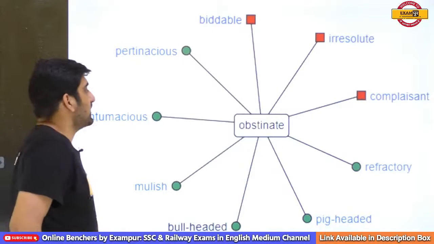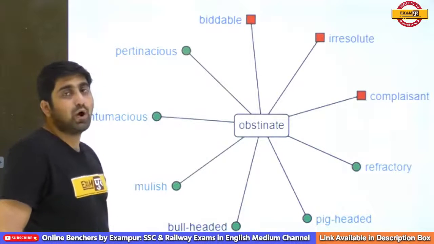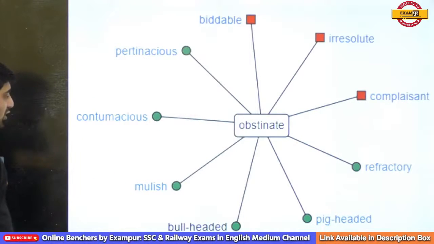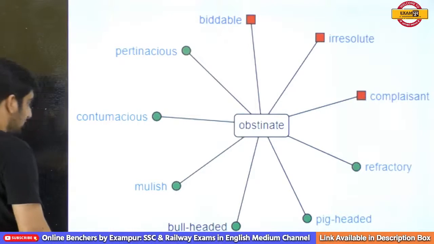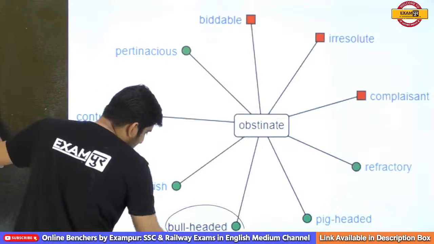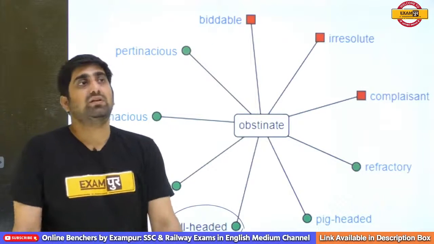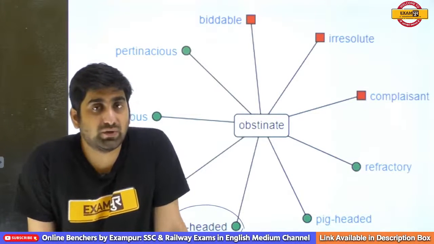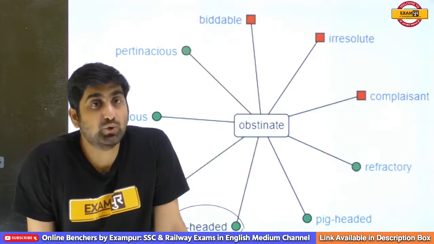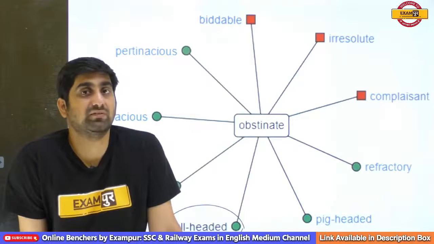And the word is obstinate. What do you mean by obstinate? Basically, obstinate means bull-headed. What do you mean by bull-headed? Bull-headed means one who is not ready to listen to anyone, one who is not ready to accept anyone's opinion, whether he is right or wrong, he will listen to himself.